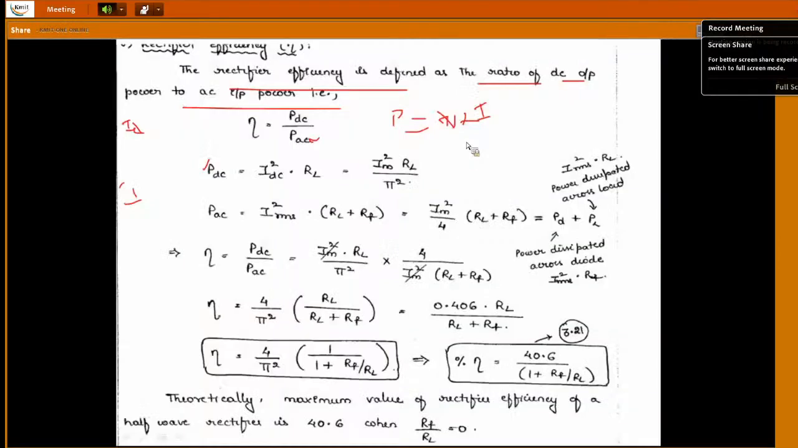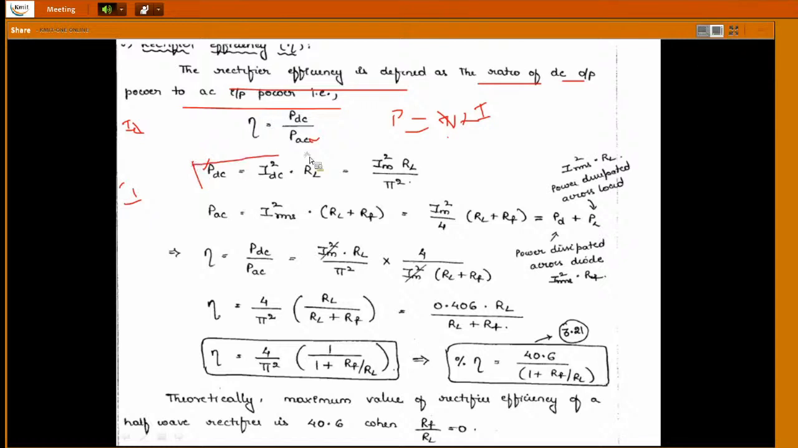Because this is nothing but your I into R, you can write V as I square into R. That's why DC power is given by I square into R. Here it is DC power, so the current is also the DC current we are going to consider: I square DC into RL. What is the IDC value? Your IDC is Im by pi. Is it clear? Now what is the I square value? Im square by pi square. That's why Im square into RL by pi square. This is the DC power.